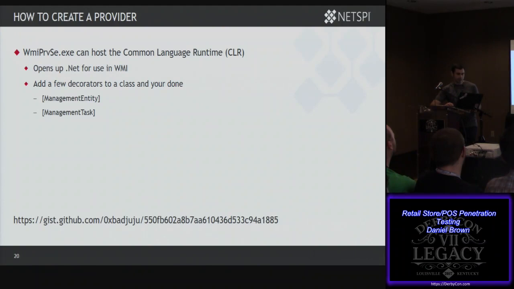Now, the process that hosts WMI methods is the WmiPrvSE.exe, and it can host the common language runtime, so we can run .NET applications in there. It's literally as simple to convert a class over to a WMI provider as adding the decorators, the ManagementEntity and ManagementTask for the class and methods respectively. This just is a good template that we use for creating providers.